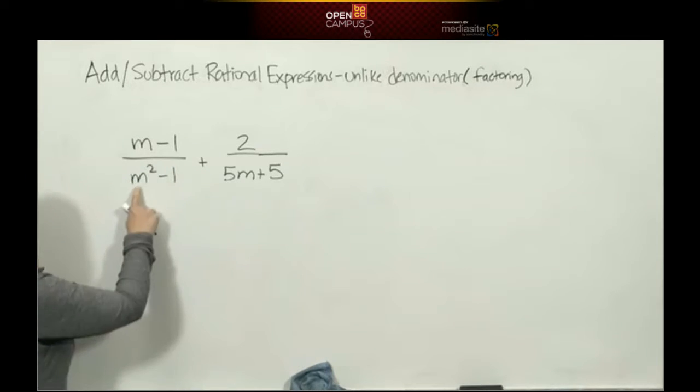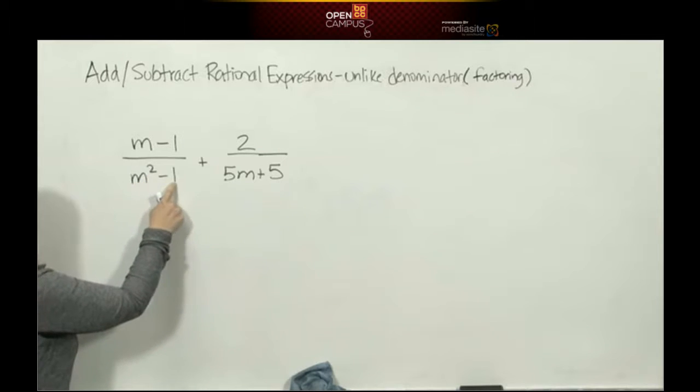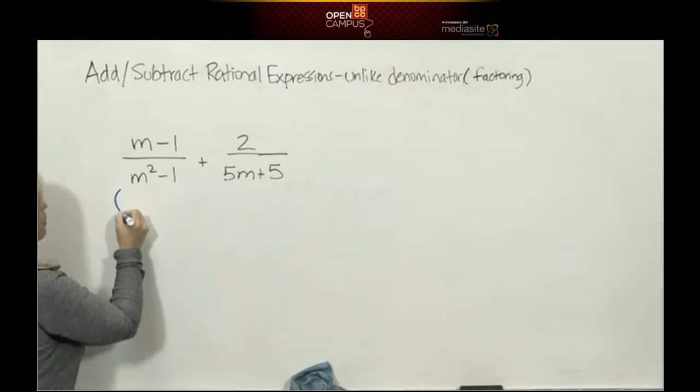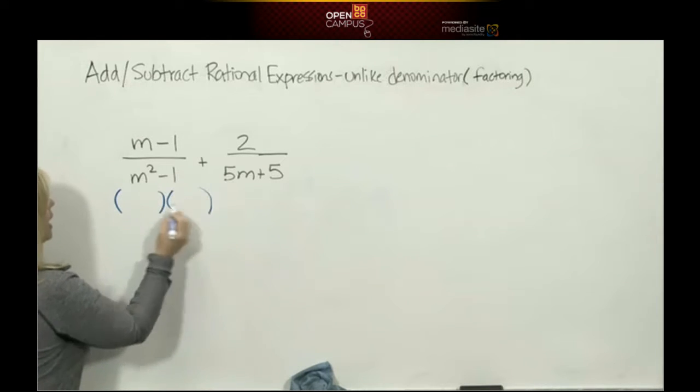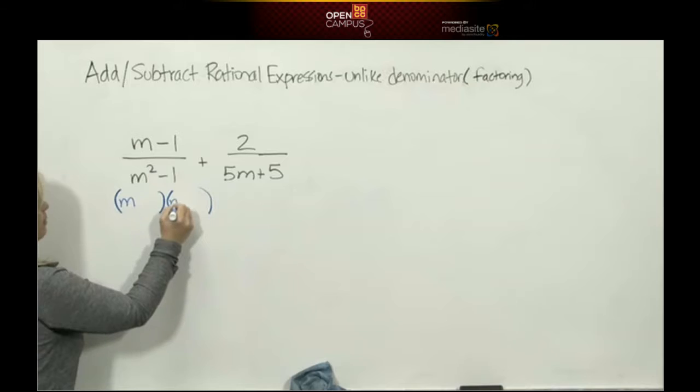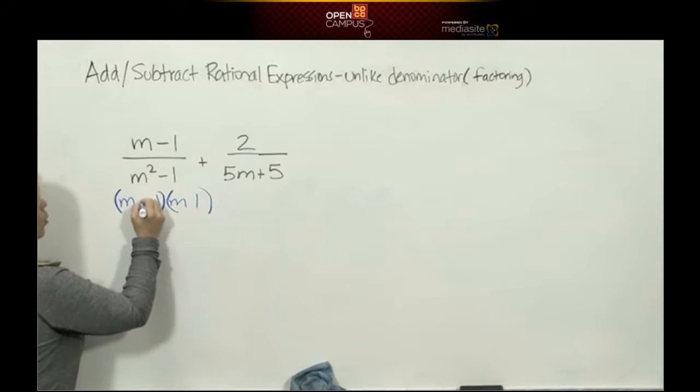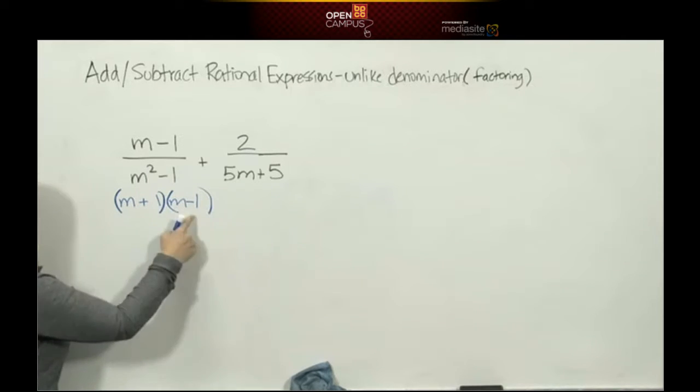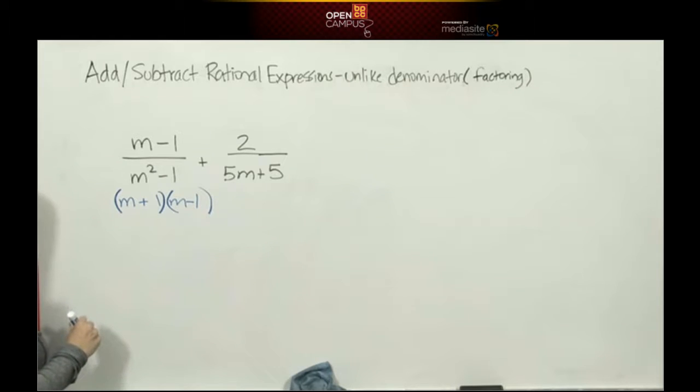So recall, how do you factor m squared minus 1? That is right, that's a difference of perfect squares. So I'm going to put my two parentheses, and I'm going to write my conjugates. M and M, 1 and 1, one gets a plus, one gets a minus. That is my denominator factored.